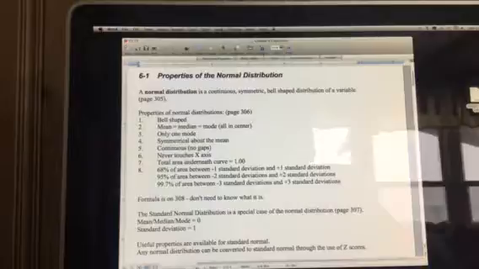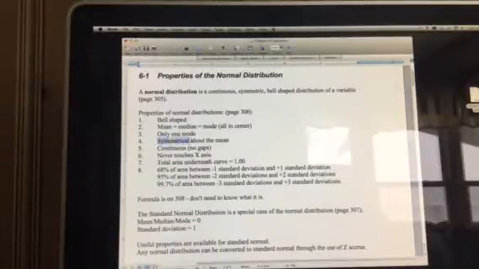Property 2, the mean, the median, and the mode are all equal. They're all in the center, and there's only one mode. So if you look at that bell-shaped distribution, that mean, median, and mode all line up on that center line.